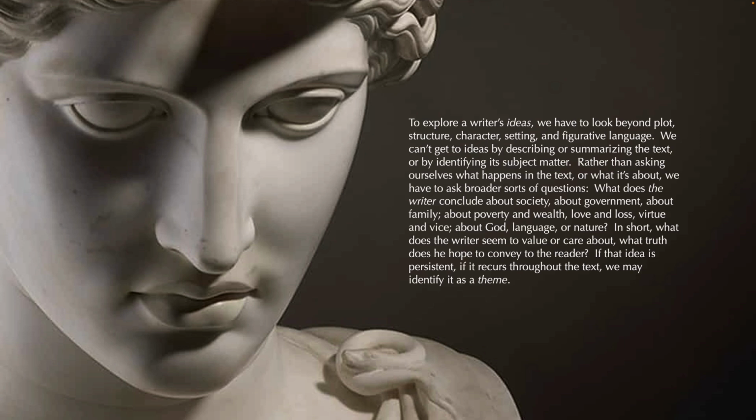Rather than asking ourselves what happens in the text or what it's about, we have to ask broader sorts of questions. What does the writer conclude about society, about government, about family, or about poverty and wealth, love and loss, virtue and vice, about God, language, or nature? In short, what does the writer seem to value or care about? What truth does he hope to convey to the reader? And if that idea is persistent, if it recurs throughout the text, we may then identify it as a theme.